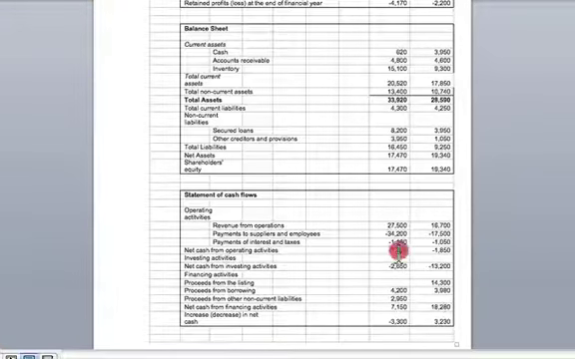Similarly, we had negative 7,800 from operations, but only a negative 3,300. Why? We raised all this debt. So the only reason our cash flow and our assets appear better than what they really would be is that we've raised debt and equity.